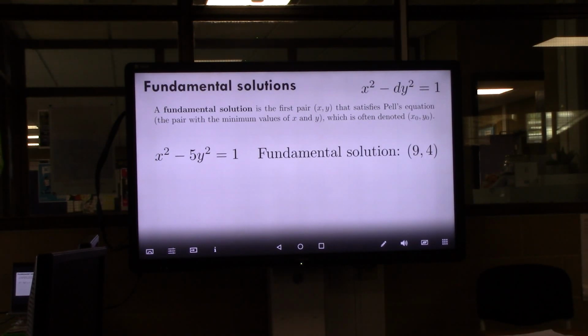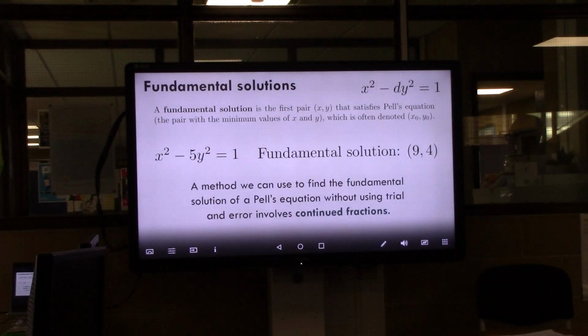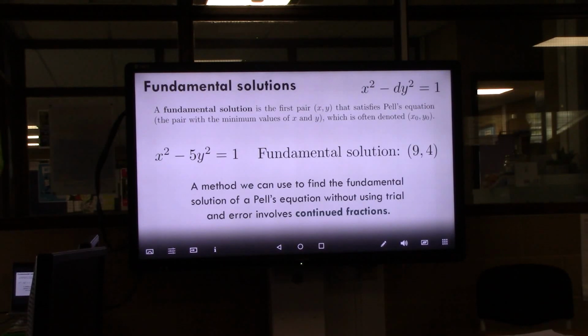So the first solution that we come across, or the pair of the minimum values of x and y. So that's the smallest value of y that will give an integer value of x there. And a method that we can use to find the fundamental solution without using trial and error involves continued fractions.